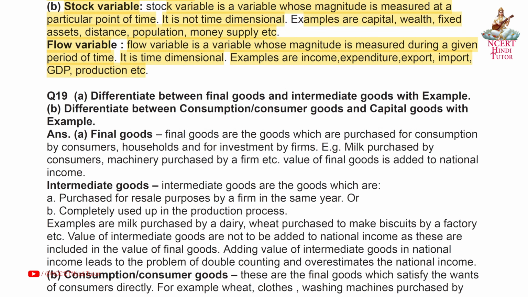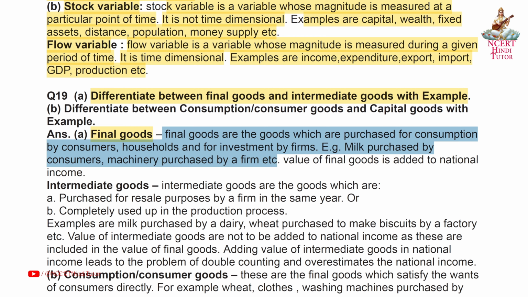Question 19a. Differentiate between final goods and intermediate goods with example. Answer. Final goods. Final goods are the goods which are purchased for consumption by consumers, households and for investment by firms. Example: milk purchased by consumers, machinery purchased by a firm, etc. Value of final goods is added to national income.